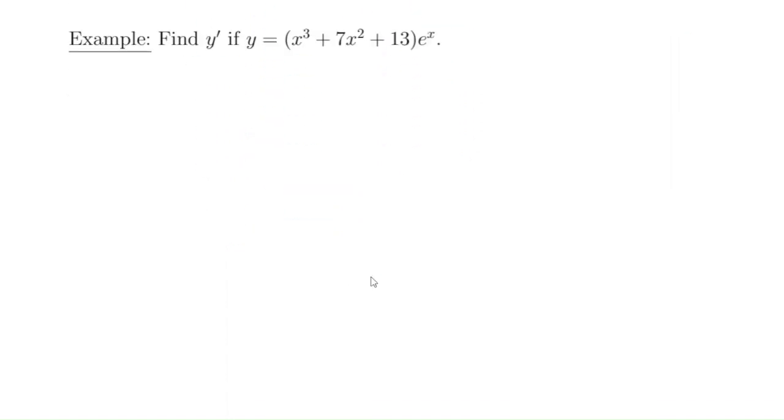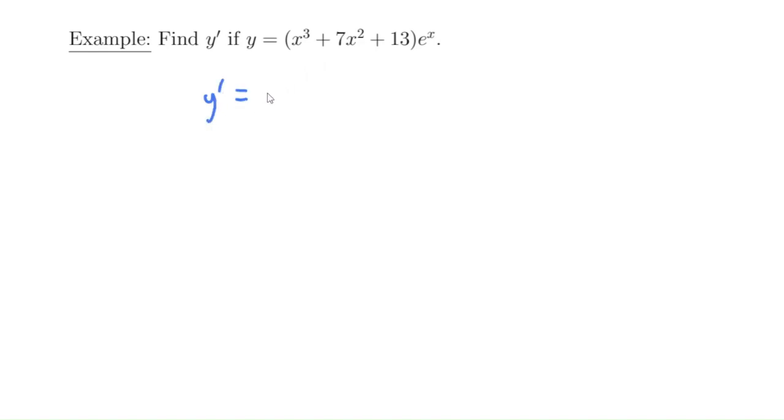All right, let's do another example. Find y prime if y is equal to x cubed plus 7x squared plus 13 times e to the x. Now notice we have a product of functions. We have a first function here times a second function. So how do we do y prime?